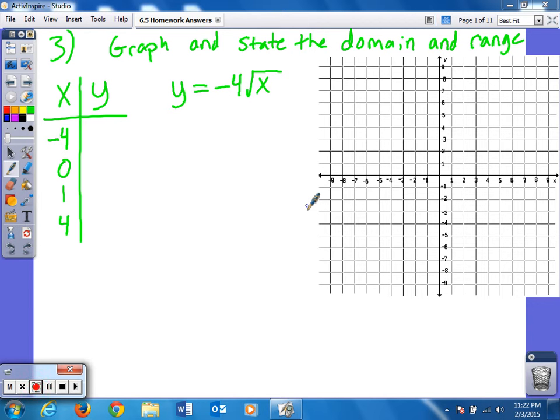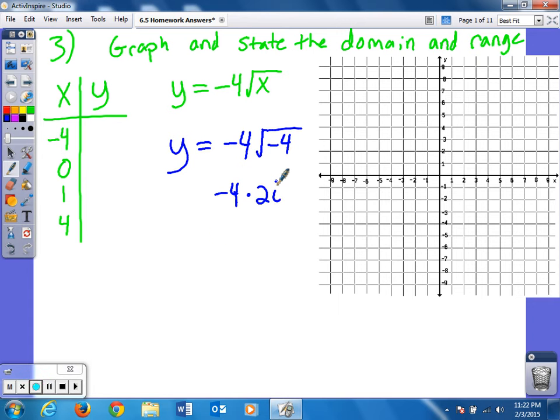Let's first plug in -4. Now this is going to give us imaginary numbers. It's going to give us a negative number under the square root, but I wanted to put it here just to show you how that works. So we'll have -4 times the square root of -4. So that's going to be -4 times 2i, which is -8i. Now we can't graph that on this plane, so that is out of the domain of this function. So we're not going to be able to graph -4.